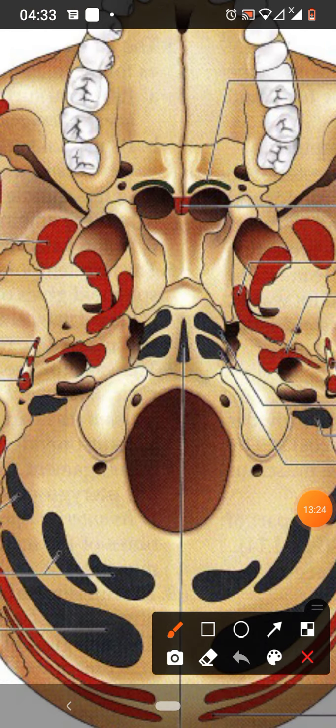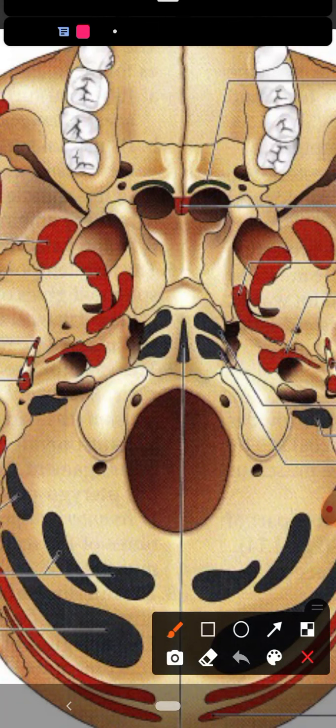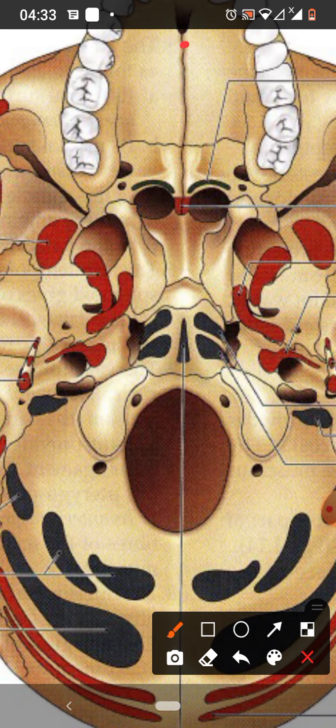So let's discuss the structures which are passing through this foramen. Anteriorly, somewhat above this foramen, this is the incisive foramen. The vessels which are passing through the incisive foramen are basically the greater palatine vessels, and the nerve which is passing is the nasopalatine nerve. So one nerve and one set of vessels are passing.